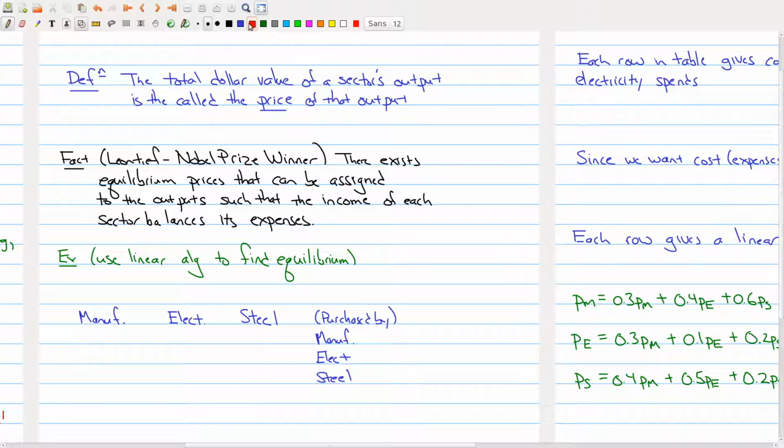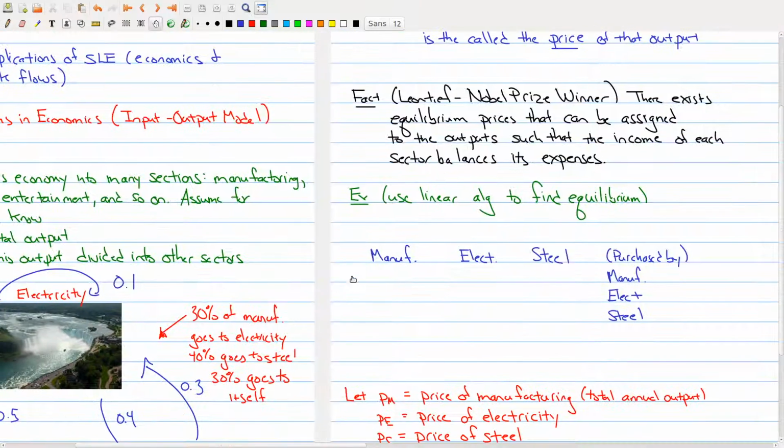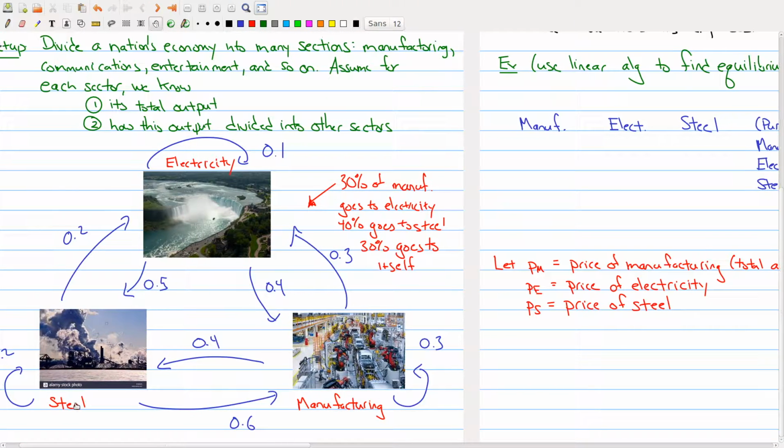Now, when we left off, I was talking about this result of Leontief, namely that there exists an equilibrium price that you can assign to each of the sectors, so to each of the outputs, so that the income of each sector balances expenses. So what this means is that electricity, steel, and manufacturing can set its price so the amount that it spends is equal to the amount of money that it gets, and that would be true for each of the three different sectors.